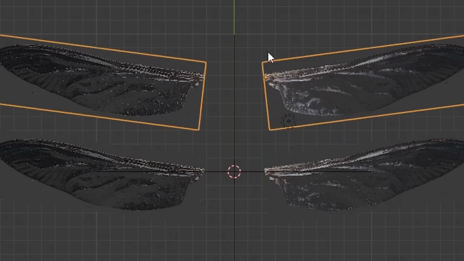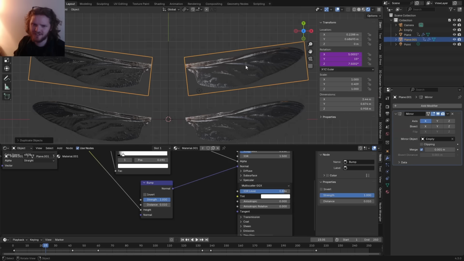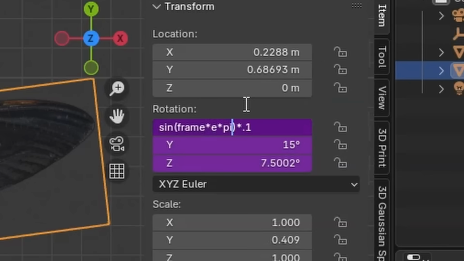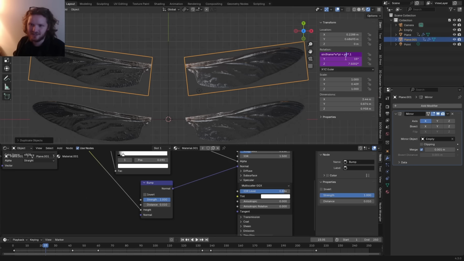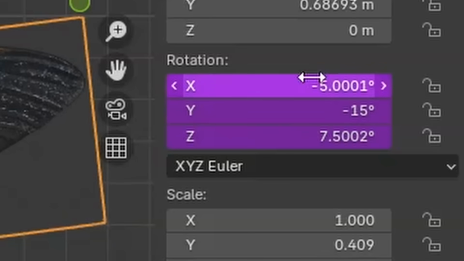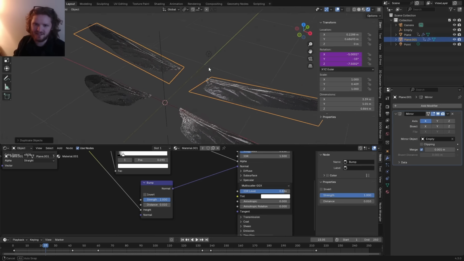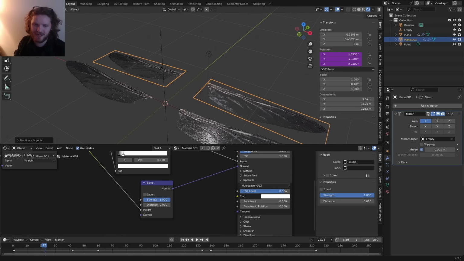I can make a copy, because dragonflies have two sets of wings. For this set of wings, I'm just going to take this and offset the period by pi, because a full period is 2 pi. So if we add pi, it's going to be displaced by half. Do that for the X, the Y, and also the Z. And now if we look at this, you see they're perfectly out of sync with each other.